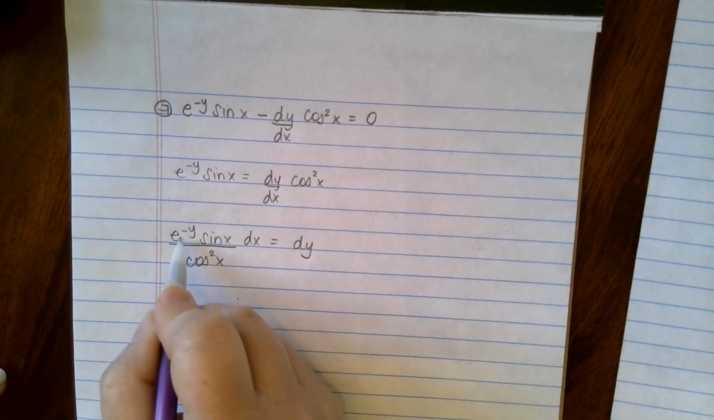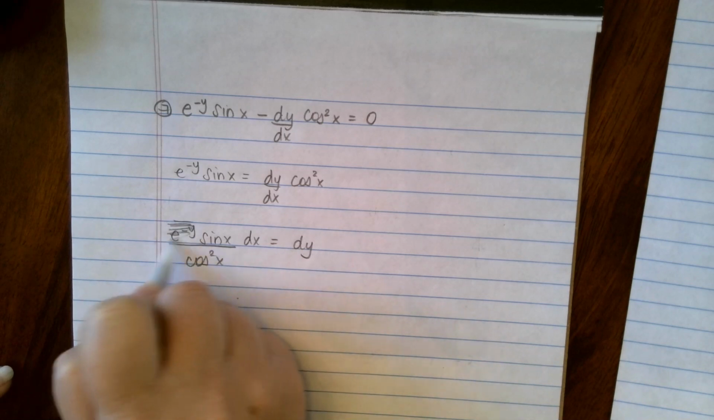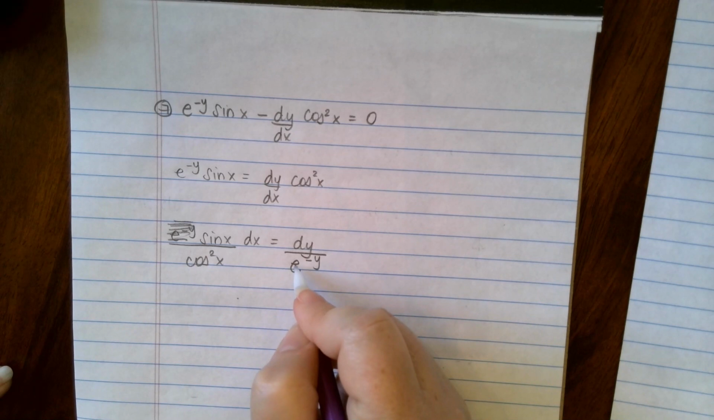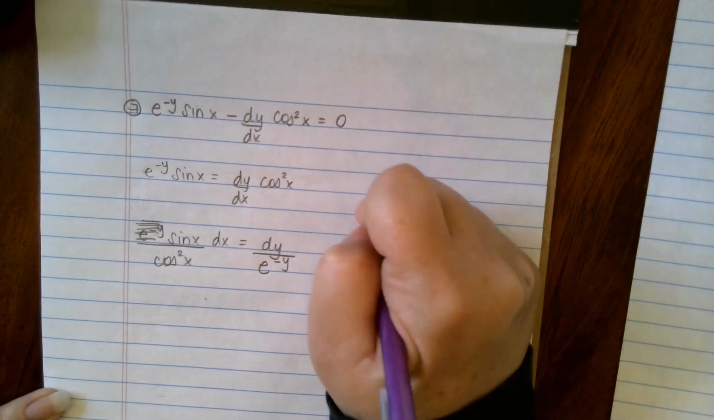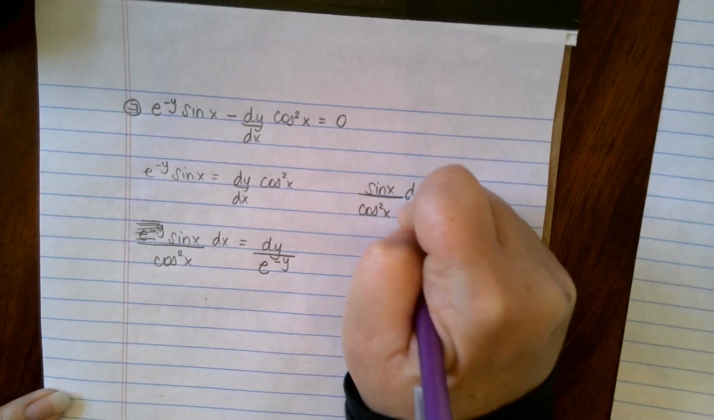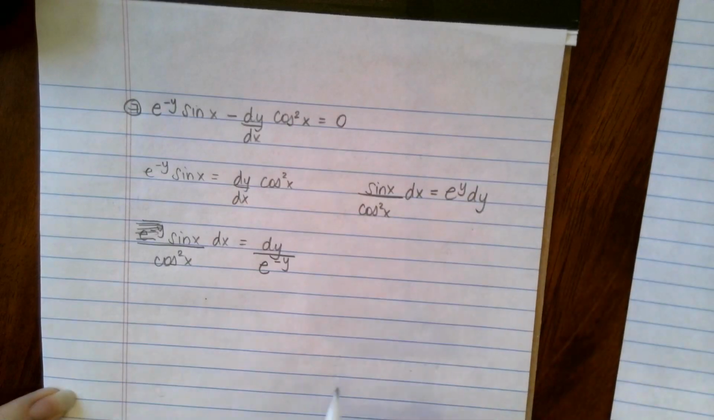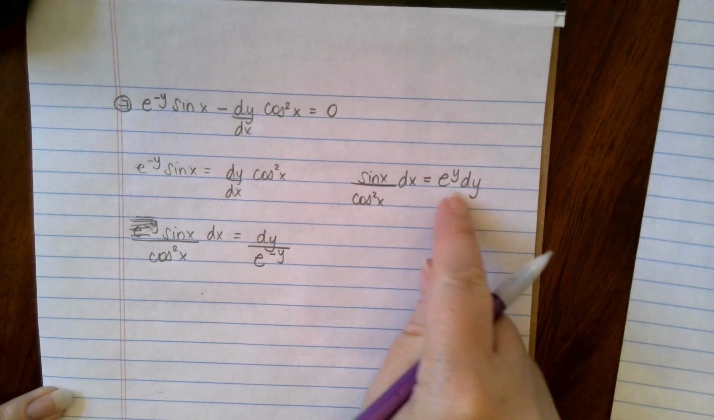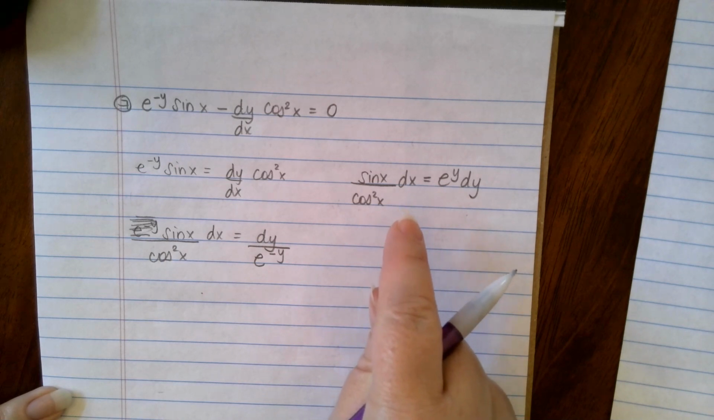I'm going to go ahead and divide by this. So I'm going to just sort of cross it off there and divide by e to the negative y. Well, what's going to happen to that? That's going to come to the top. So I'm going to have sine x over cosine squared x dx is equal to e to the y dy. Now, it's okay that your y's are on the right and your x's are on the left. You don't have to worry about that.